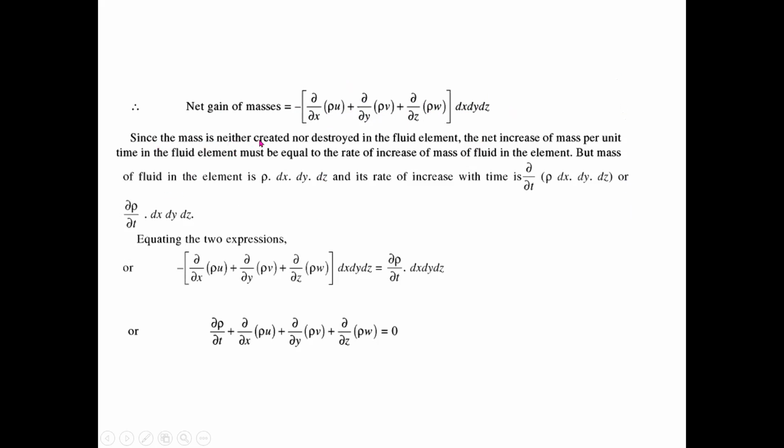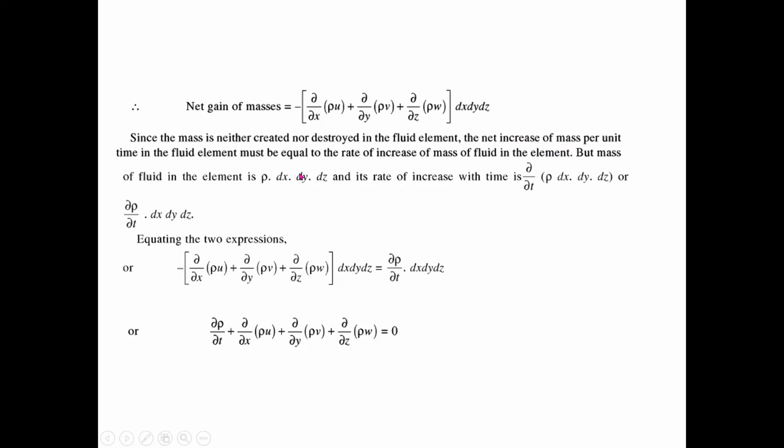Since the mass is neither created nor destroyed in the fluid element, the net increase of mass per unit time in the fluid element must be equal to the rate of increase of mass of the fluid in the element. So the rate of increase of mass here is given by this one. So we need to know the mass of the fluid. We know density is equal to mass by volume. So mass is equal to density into volume for this fluid element. That's why the mass value is this one.